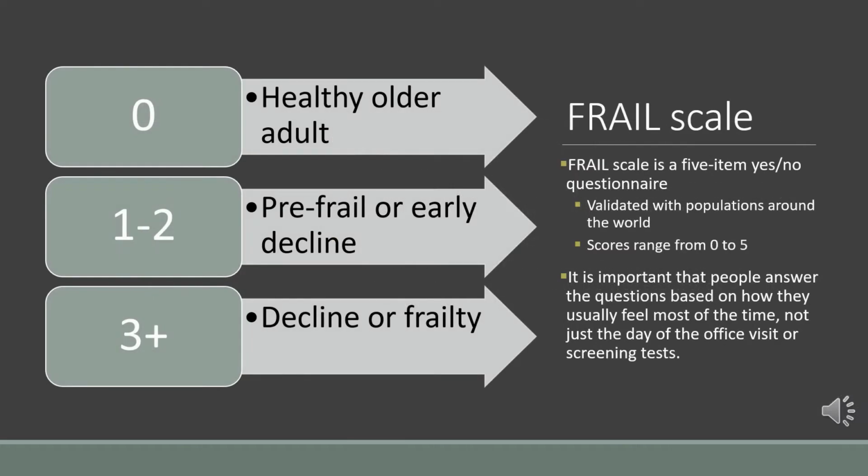The Frail Scale is a 5-item yes or no questionnaire. It has been validated, or shown to be accurate, with populations of older adults all around the world. Scores on the Frail Scale range from 0 to 5, with a higher score indicating more frailty. A score of 0 indicates a healthy older adult. A score between 1 and 2 indicates pre-frail or early decline, and a score of 3 or more indicates decline or frailty. When administering this scale, it is important that people answer the questions based on how they usually feel most of the time, not just on the day of the office visit or when they're being administered the screening test.